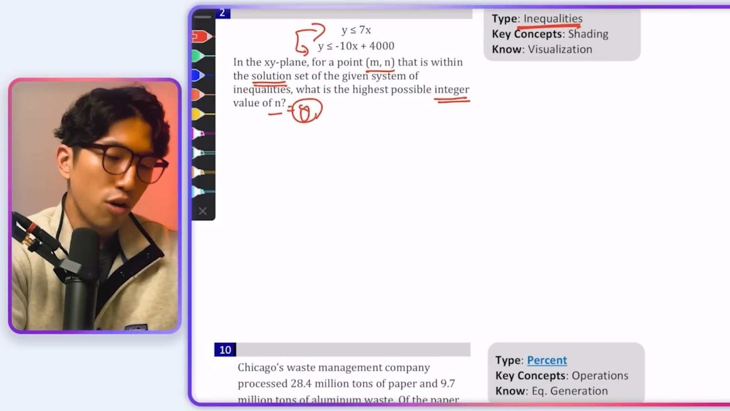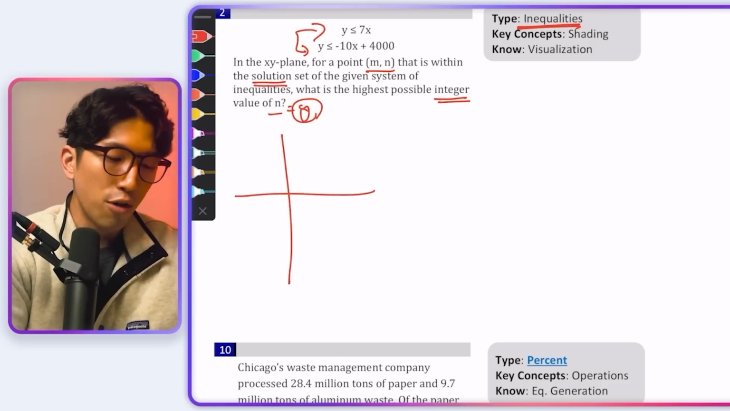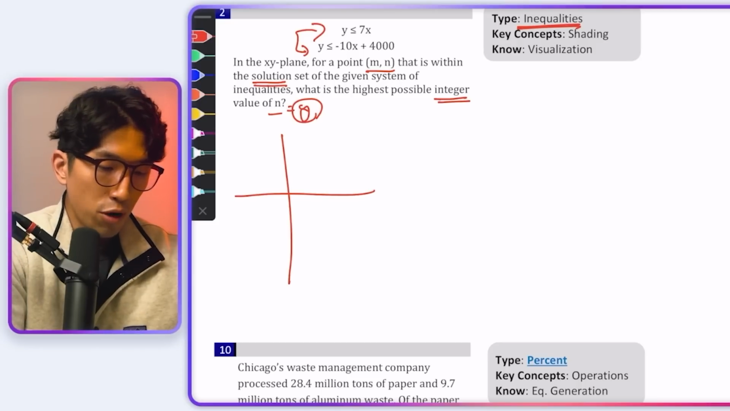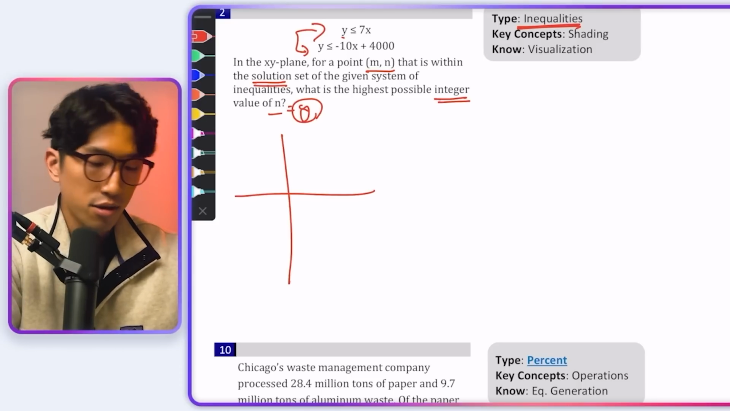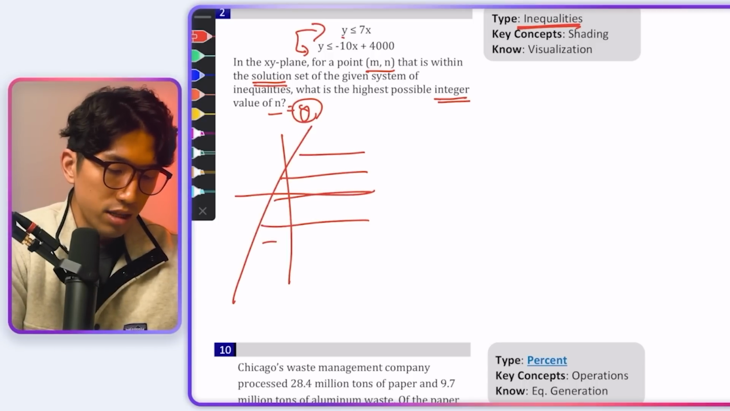So when it comes to inequalities and you're dealing with multiple of them, the first thing you wanna do is you wanna shade out, you wanna draw out and visualize what the question is telling you. So for the first inequality, we know it's y is less than or equal to 7x. So it's gonna graph something like this. And because it is less than, we are going to shade this portion right there.